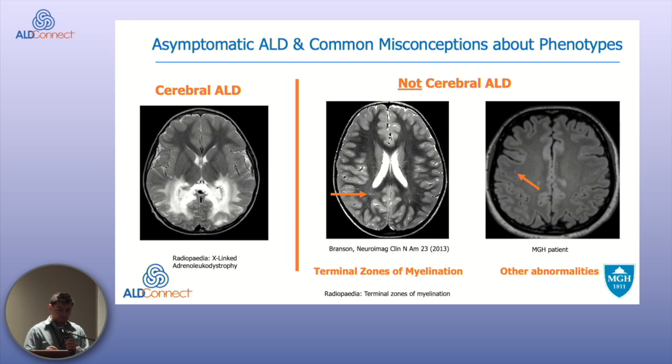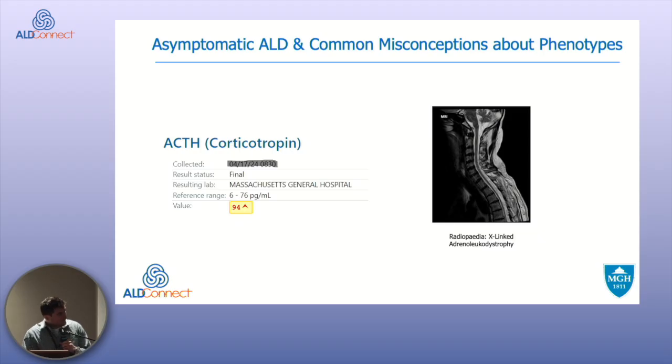The thing that's tricky about the terminal zone of myelination is that it's in that same region that's one of the classic regions of ALD, which you can see on the picture on the left. So when you see this white matter smudge in that area, it's very important to think about the age of the child. Also, with time, you can see the kind of nonspecific white matter changes on MRI. And so shown on the right here is just a little random white dot that was seen in one of our patients. That does not mean that patient has cerebral ALD.